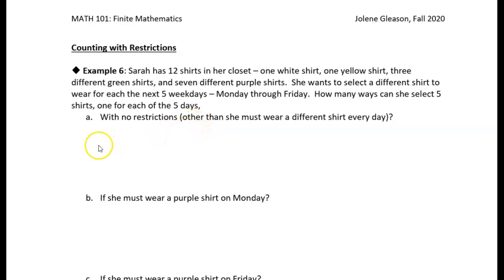So the first question is just asking, with no restrictions, she has to wear a different shirt every day. That's really the only restriction here: if she wore her purple Viking shirt on Monday, she's not going to wear it again on Tuesday. So we have to choose a shirt for Monday, Tuesday, Wednesday, Thursday, and Friday, and then we can go through and figure out how many choices she has.